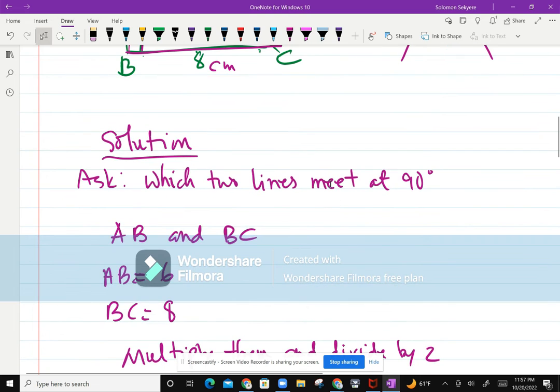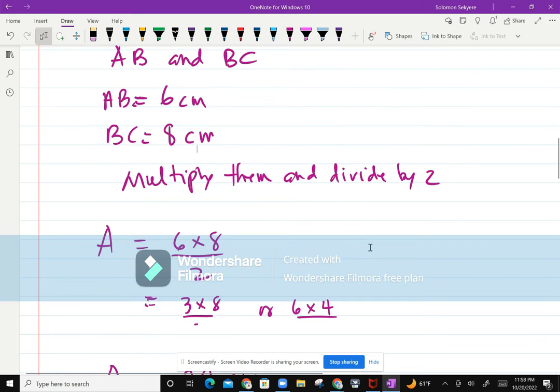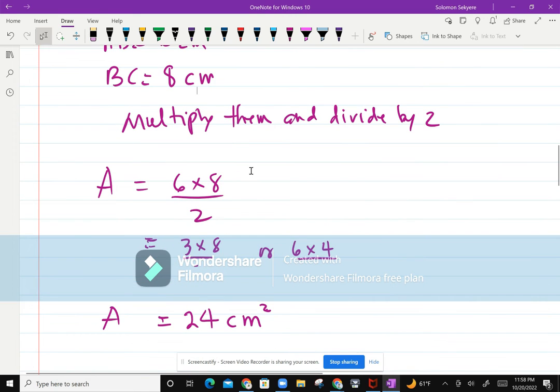Those two lines, that's what I need. AB equals 6 centimeters, BC equals 8 centimeters. What do I do? Once you find those two lines, multiply them, divide by 2. So 6 times 8, divide by 2. Of course, I can multiply first and then divide by 2, or I can simplify. I can divide the 6 by 2 first, and I'll get 3. And I'll say 3 times 8.